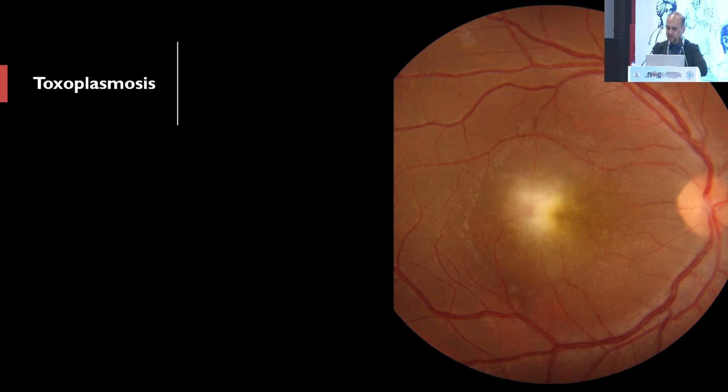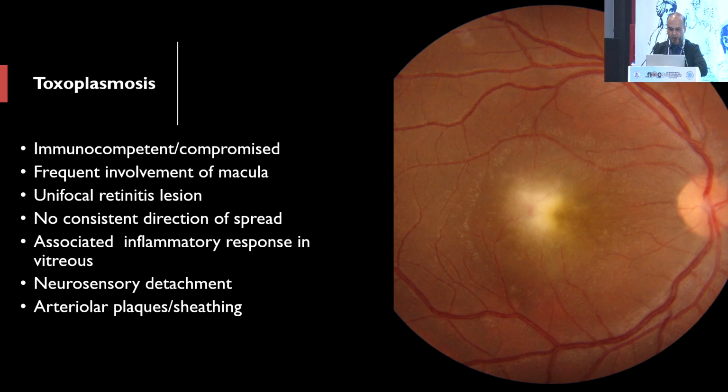So unifocal retinitis lesions like what we just discussed right now, they do not have any consistent direction of spread and can be having a neurosensory detachment when you do an OCT. You can have arterial plaques and sheathing.